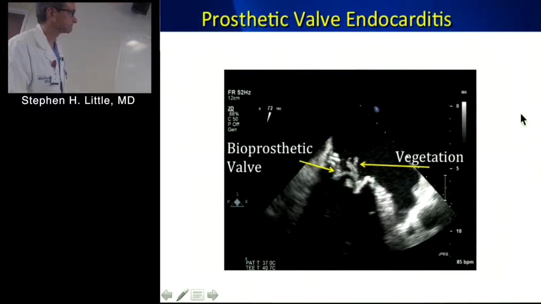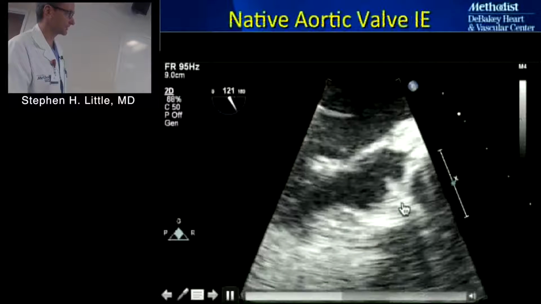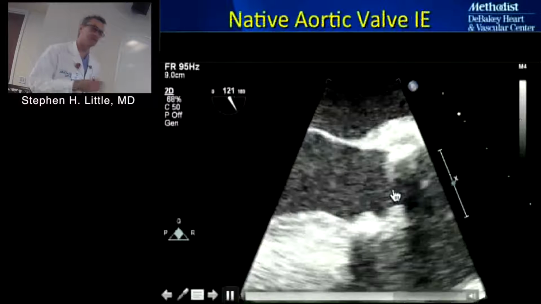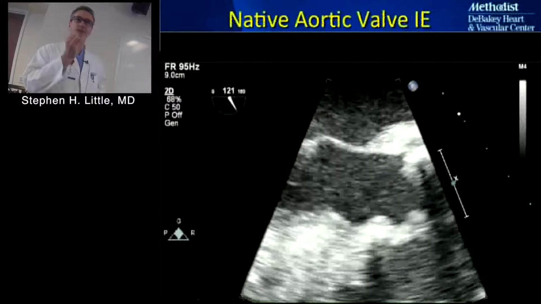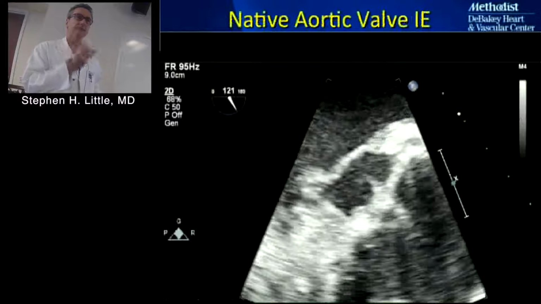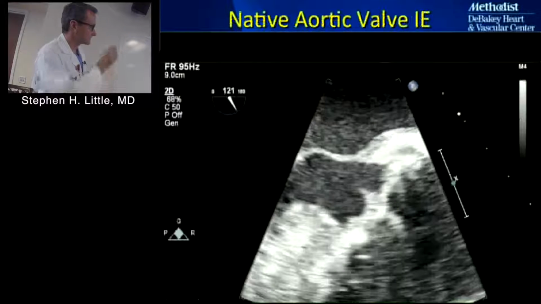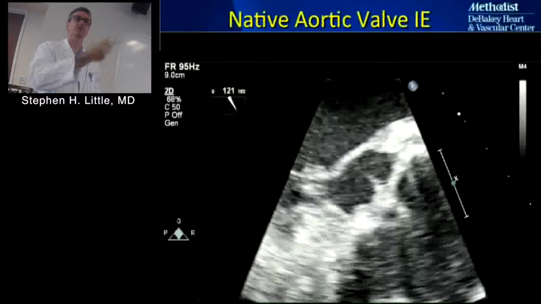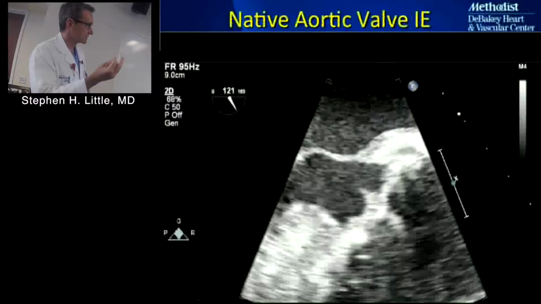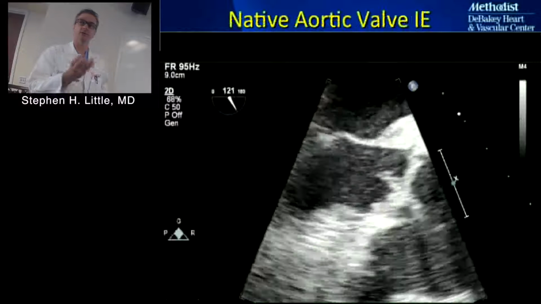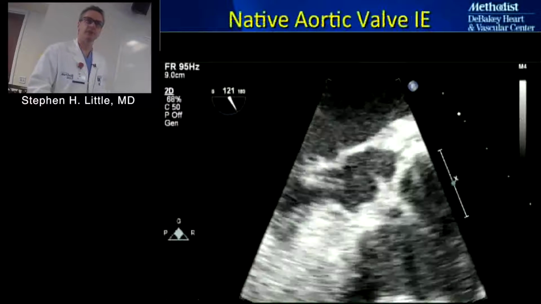So this is one that we see quite often. This is a little vegetation on a native aortic valve. And you look at that and you have to wonder, is this a Lambl's excrescence? That is a small, little friable, non-infected, benign thing that can occur usually on the nodules of Arantius. This is on the flow surface, right? We talked about the ventricular side of the aortic valve. So it's mobile, yes. It's on the flow surface, yes. It has a bit of synchrony with the valve opening and closing, and it's consistent. You'd be concerned about endocarditis for sure.